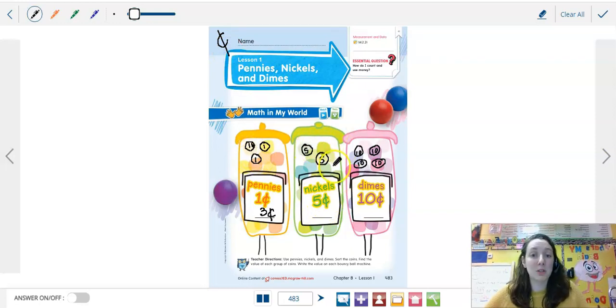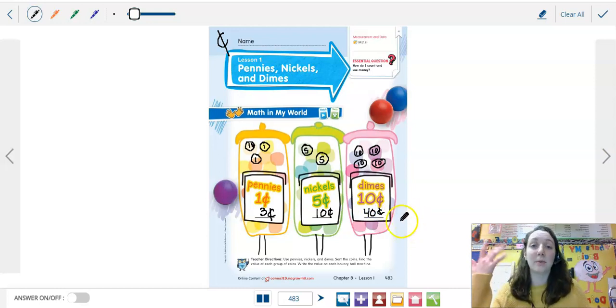Alright, nickels. I'm going to count by fives because each nickel is worth 5. 5, 10. So I have 10 cents. Remember, that cent is very important. Dimes are each worth 10. So we have 10, 20, 30, 40 because I skip count by tens. So I have 40 cents.